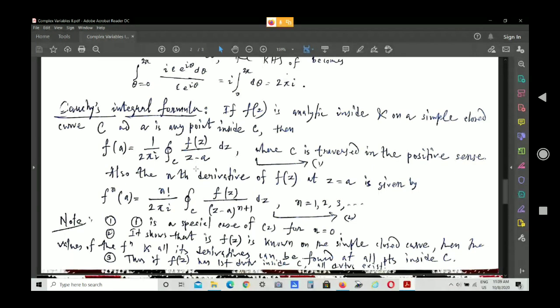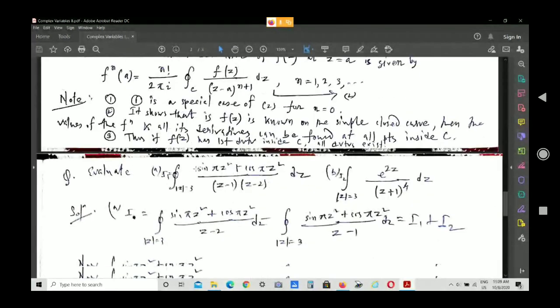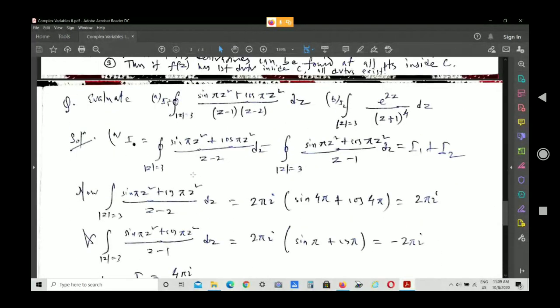Now you match with the current situation. Here we want to integrate this function. Here our f of z is whatever is in the numerator, sin pi z square plus cos pi z square. Is this function analytic? Sin pi z square plus cos pi z square. Is this function analytic?